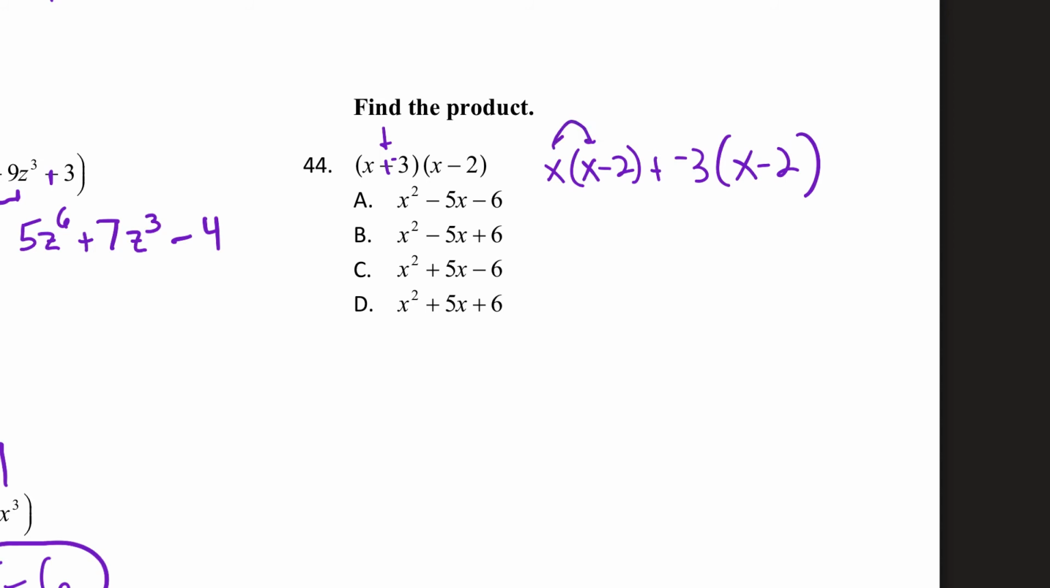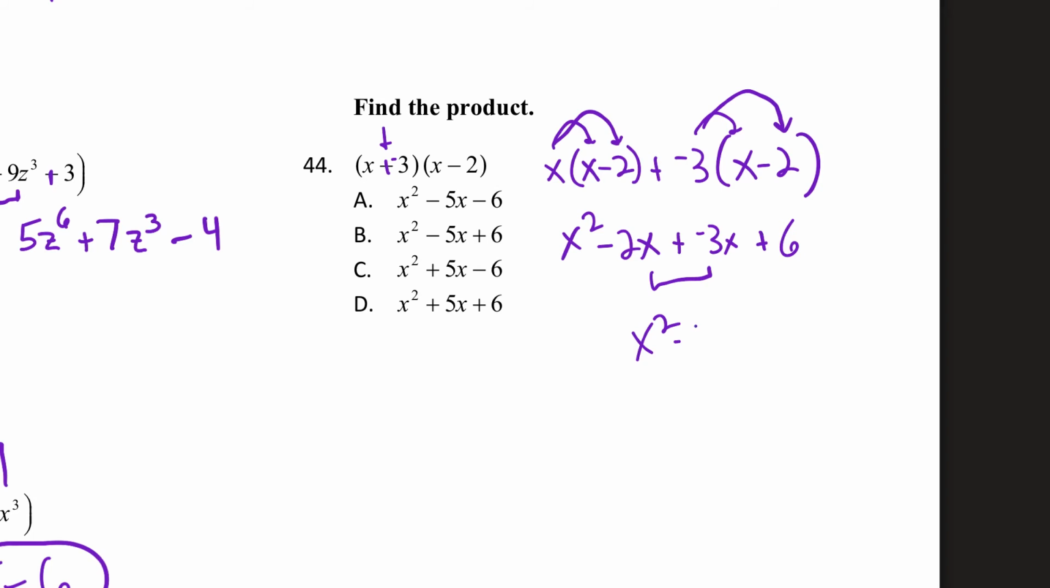But here we go. X times x is x squared. X times negative 2 is minus 2x. Plus negative 3 times x is negative 3x. And negative 3 times negative 2 is positive 6. And our middle terms are negative 2x plus negative 3x. That's x squared minus 5x plus 6. And that answer is B.